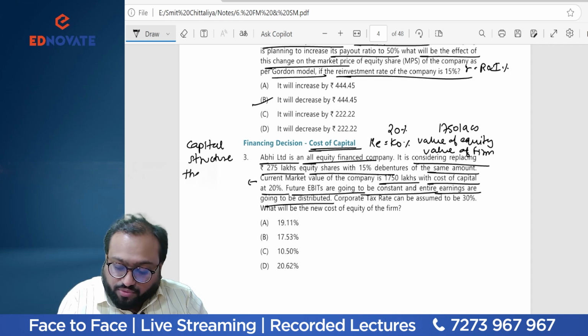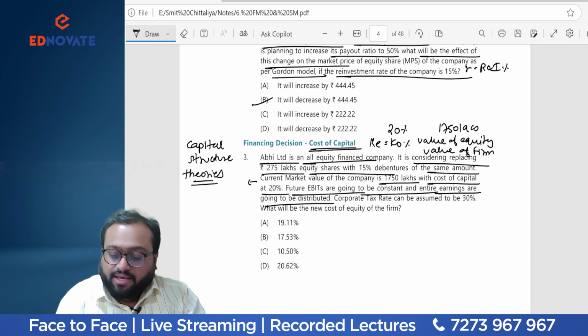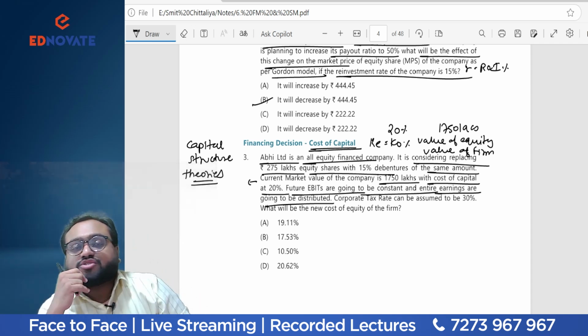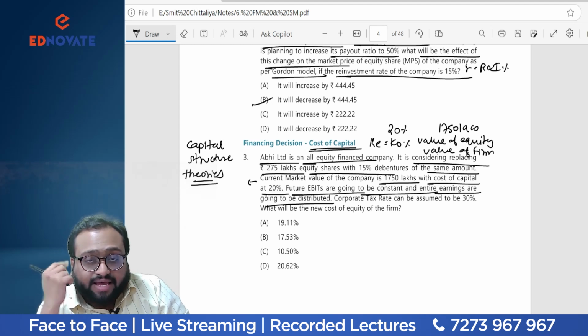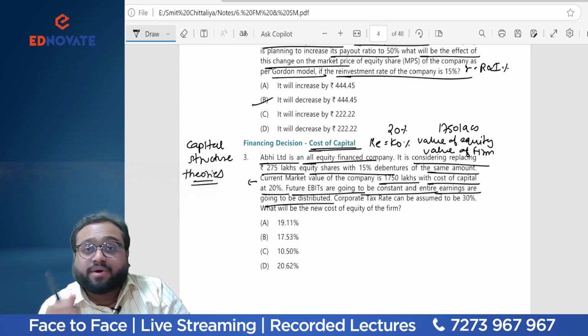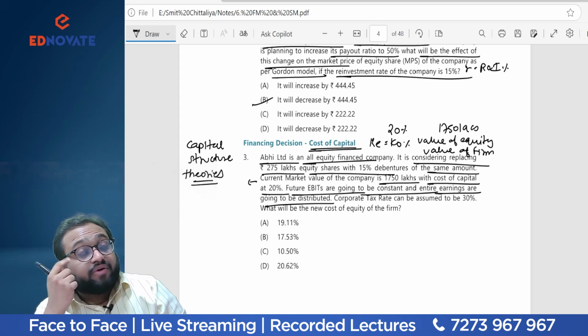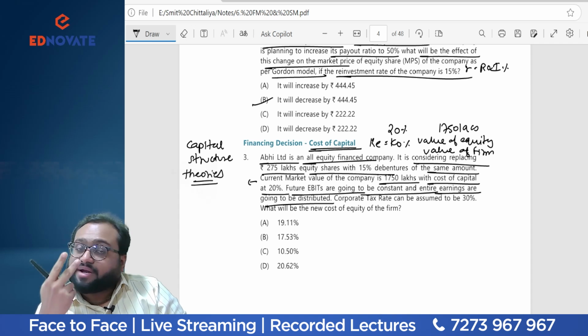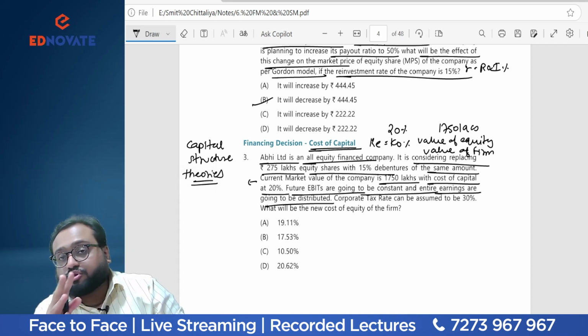This is actually the question on capital structure theories, and the 4 theories which we have learned in the class and which is there in your module also, which is an important part. The 4 things are, one is your NI approach, second is your traditional approach, third is your NOI approach, and fourth is your MM theory.